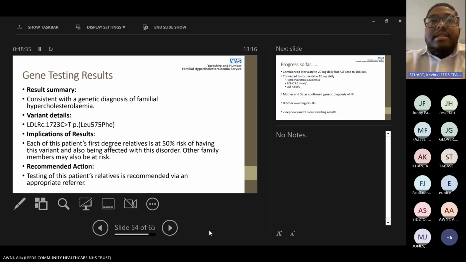So in summary, this chap was consistent with genetic diagnosis of familial hypercholesterolemia. He was found to have an LDL receptor mutation, as stated there. And the implication of the result was it enabled his first degree relatives to have cascade screening, as they were now at 50% risk, as it's autosomal dominant, of having the same variant. And so testing was recommended to all the relatives as appropriate. Next slide.